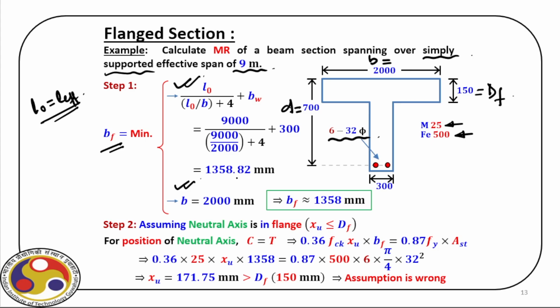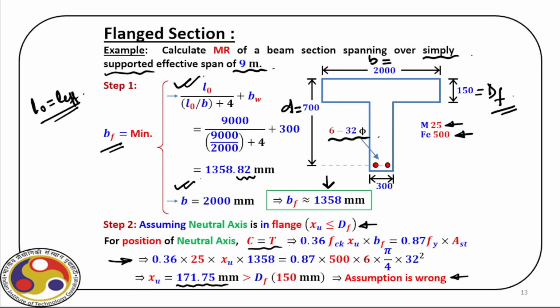It is slightly more than 1358, but we can safely remove this decimal part and consider 1358 as the effective width of the flange. Then our next step, we assume that the neutral axis is in the flange. That means XU is less than the depth of flange. First we find the location of the neutral axis with this assumption. For that we balance C with T, and by now you know this expression, I don't need to explain. So what we get is XU as 171.75. Obviously this is more than the depth of flange, so our assumption is wrong.